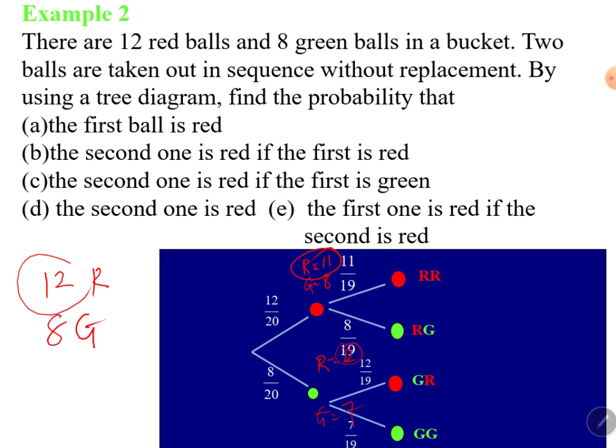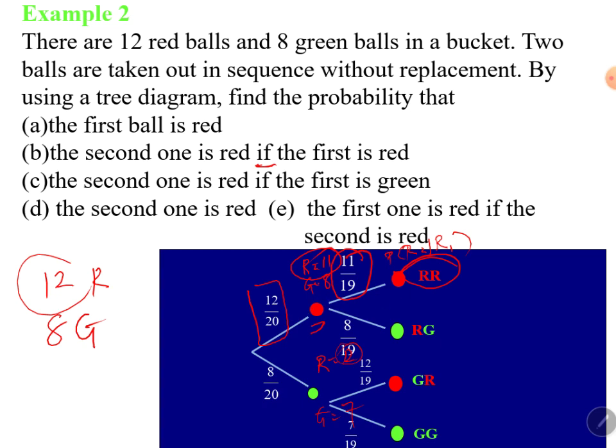The question asks you, by using the tree diagram, find the probability that the first ball is red. Directly from the tree diagram, we get the probability the first is red. The next question is, the second one is red if the first is red. So this is the event: the first is red, the second is red if the first is red. Directly you get this probability, 11 over 19. This is the probability of red 2 given the first also red. So this is the conditional probability, because red has happened.